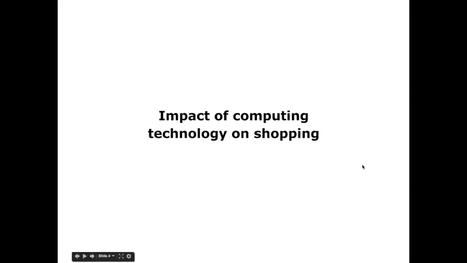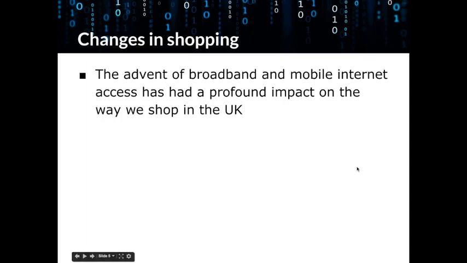So let's start with the impact of computing technology on shopping. So shopping has changed massively in the last decade or so, and really that's been driven by broadband and mobile internet access. Lots of people in the UK have access to the internet either through cable or phone lines, or through their mobile phones, and that has meant that the market has increased massively for online shopping, and also the speed and reliability of those connections is significantly greater than it used to be, which also enables more shopping, and people feel more confident about doing it online.